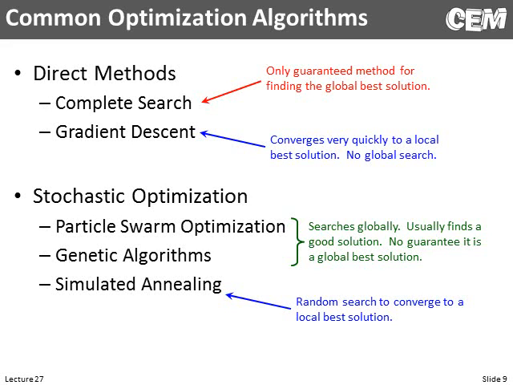So this means you search every possible combination of everything in your solution space, you calculate that merit function or fitness function, and you find the very best one.